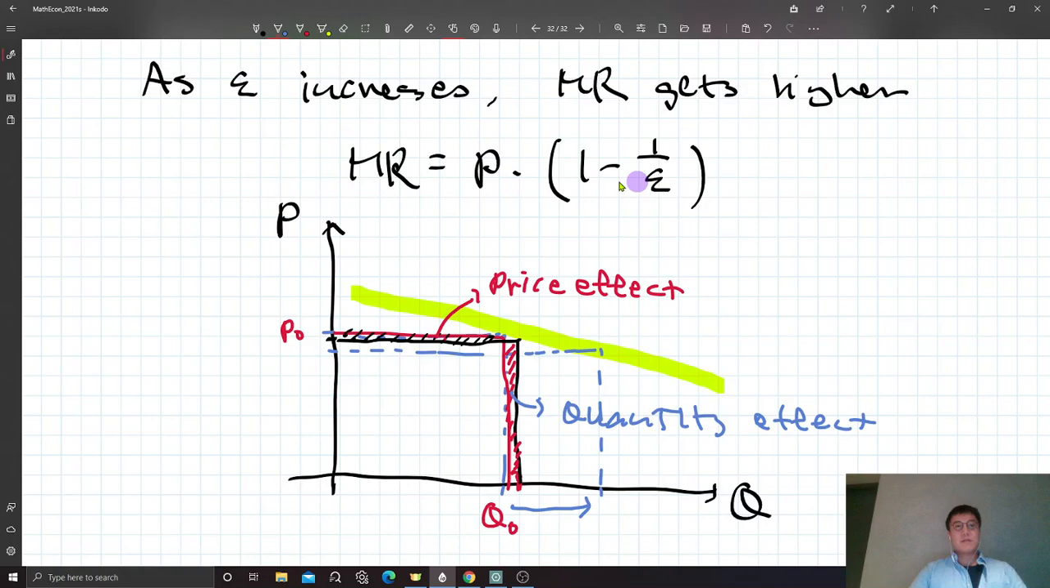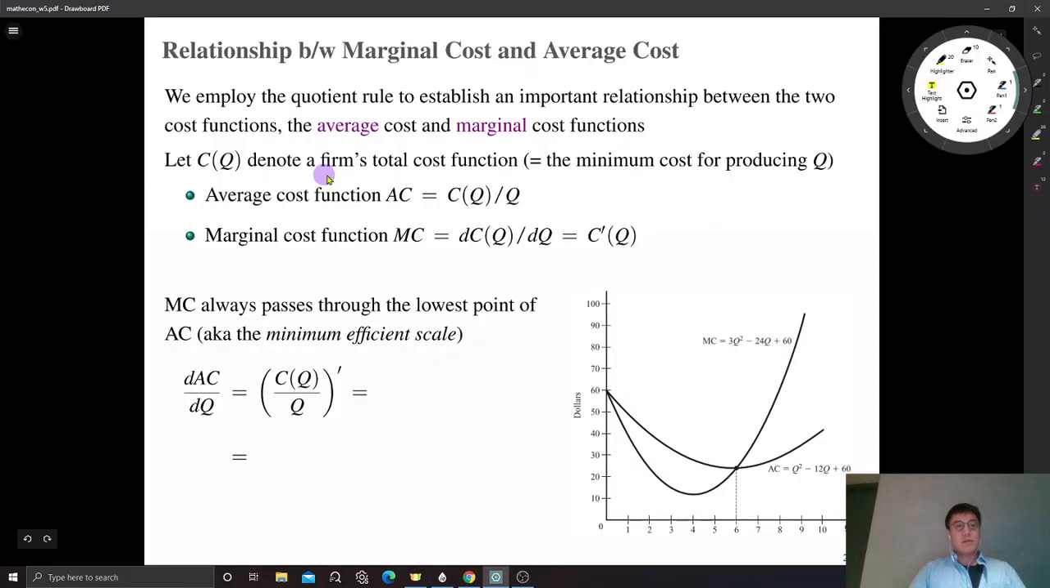So that is one more application, and the last application is the application of the quotient rule to figure out the relationship between marginal cost and average cost. So in microeconomics, when we study producer theory, there are two important functions. The first important function is the profit function. The profit function tells us, by selling Q units, what is the highest profit the firm can accrue. That is the profit function's definition.